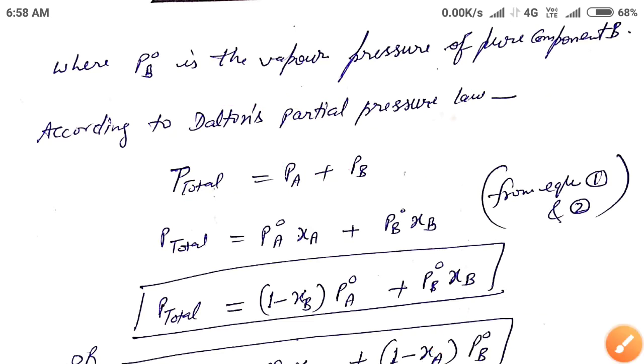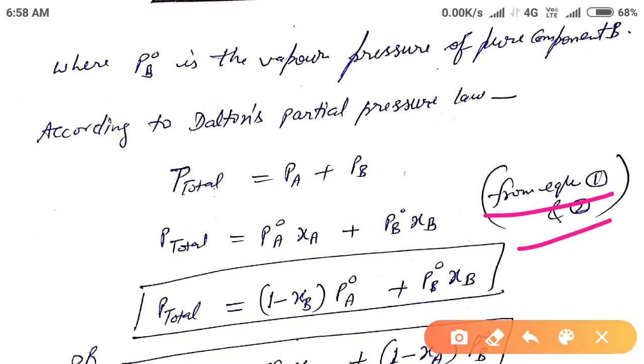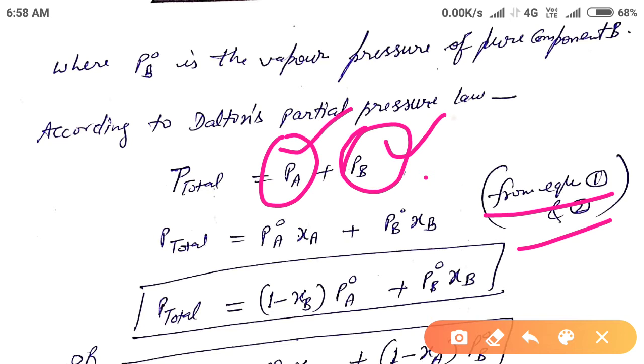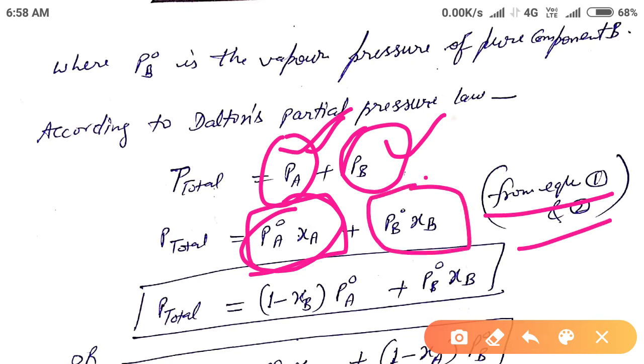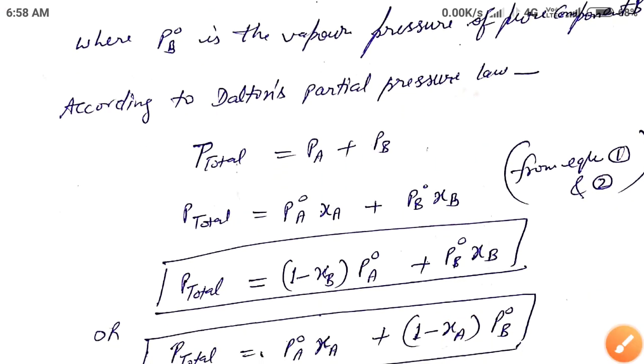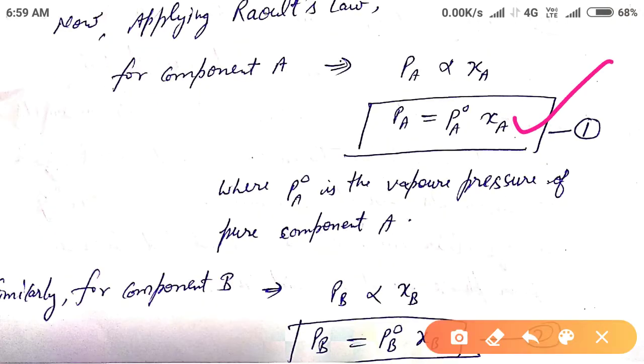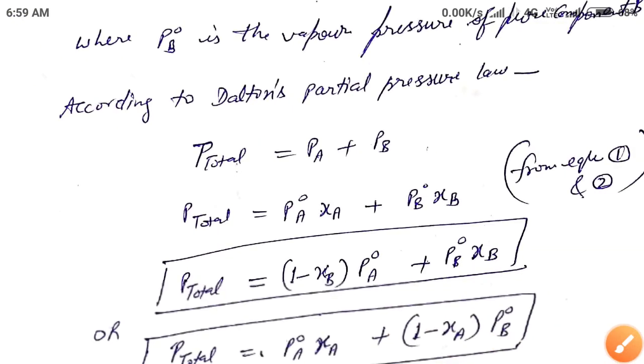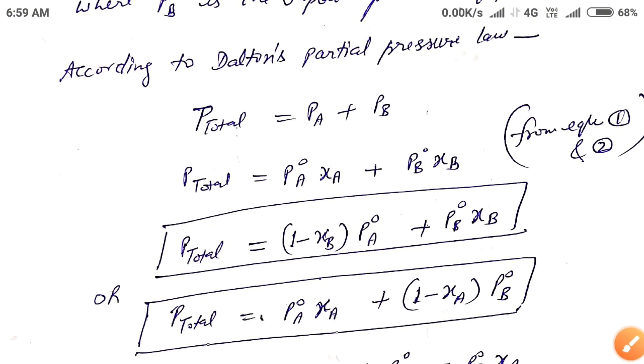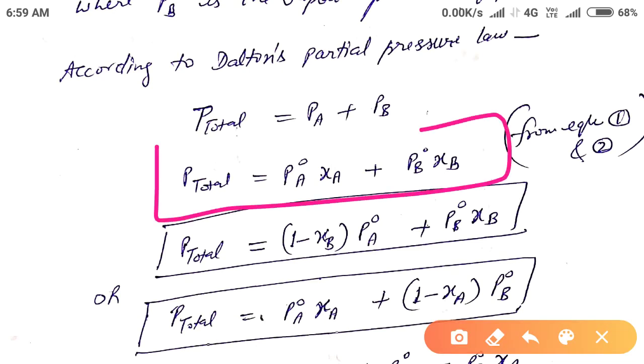Now from equations 1 and 2, we put the values of PA and PB: PA equals P naught A chi A and PB equals P naught B chi B. By putting these values, we get this equation.